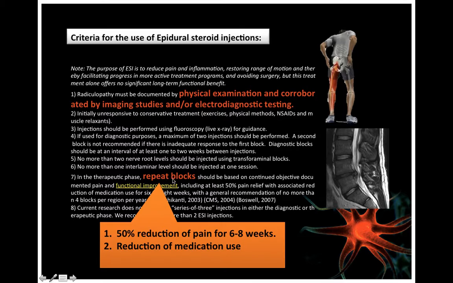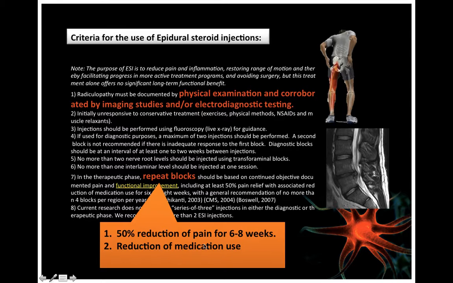Now, when do you do repeat blocks? When the patient has had 50% reduction of pain for 6 to 8 weeks, and they've had a reduction of medication use and some functional improvements. So just ask them if they're taking less medications. When they were doing great, did you require less medications? If they say yes, you can go into a little more detail. Were you taking less anti-inflammatories? Were you taking less sleep medication, less opiates? It could be anything, so just try to be specific.